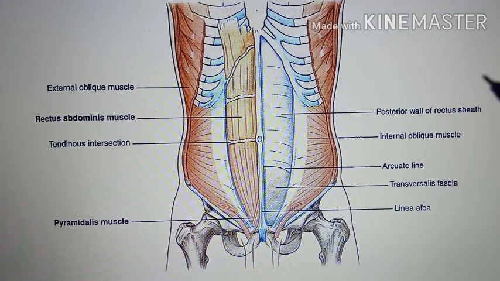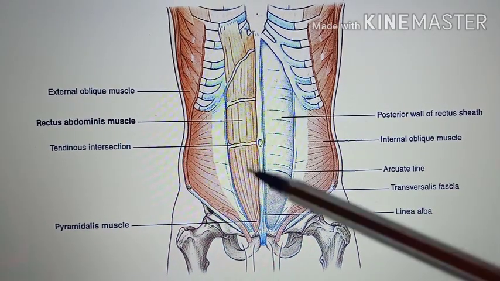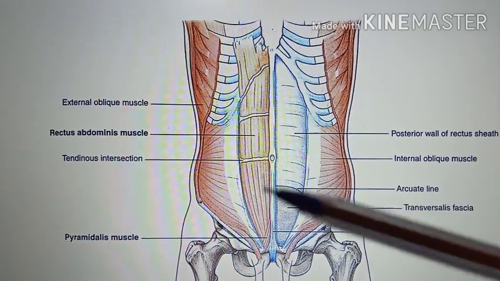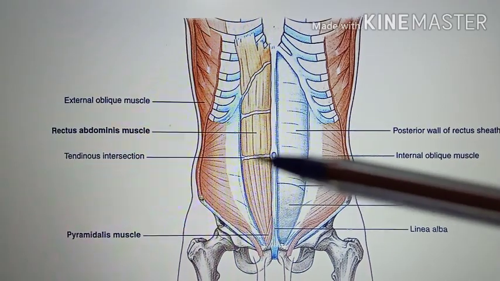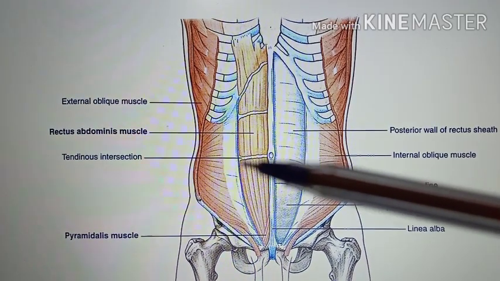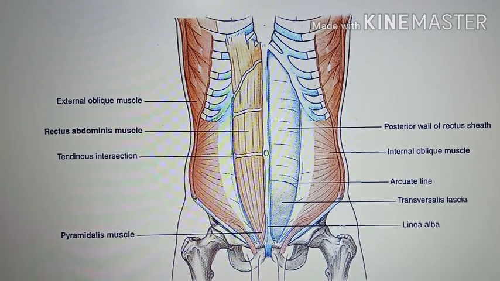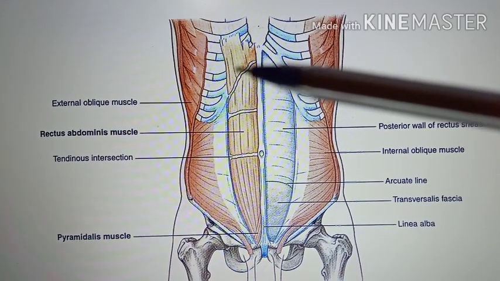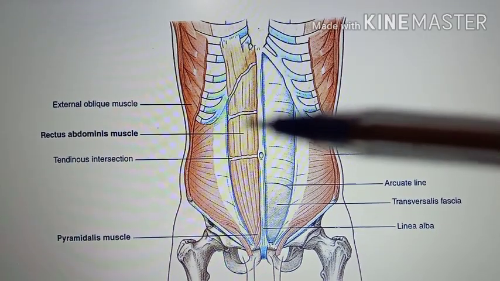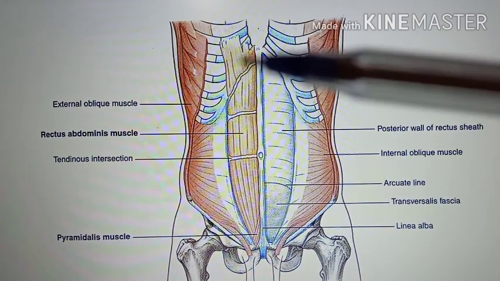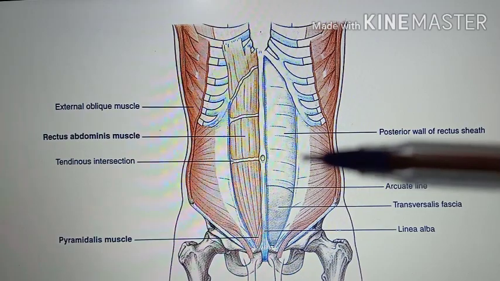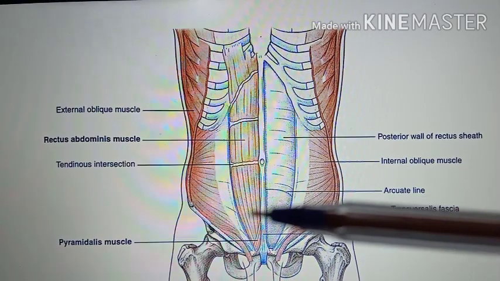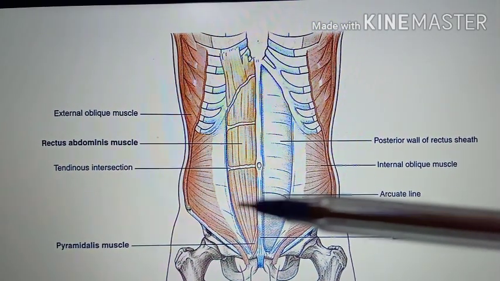Another thing you are supposed to know is that the rectus abdominis muscle is intersected by 3 to 4 transverse fibrous bands called the tendinous intersections. The first tendinous intersection is at the level of the xiphoid process, the second is between the xiphoid process and the umbilicus, and the third is at the level of the umbilicus. Sometimes there is also a fourth intersection below the umbilicus.